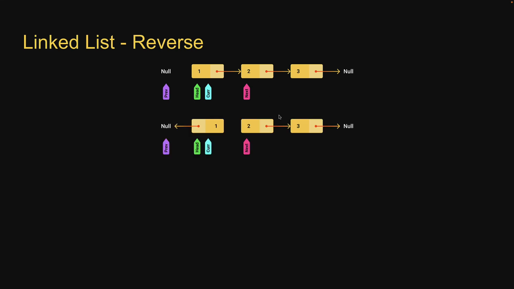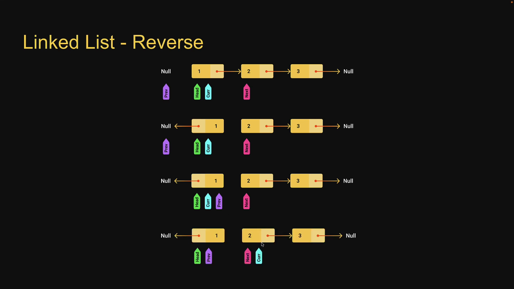We then set current.next to previous. So 1 now points at null instead of pointing at 2. The direction has reversed. We then update previous to current. So previous now points at 1. And current to next. So current now points at 2. As you can see, the first node in the list is now reversed. We repeat the same operations for the second and third nodes.